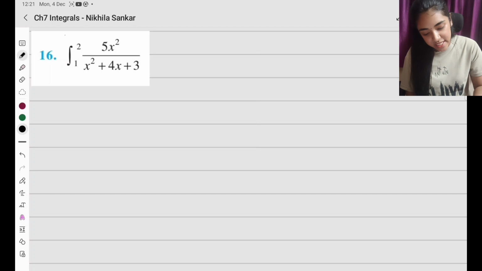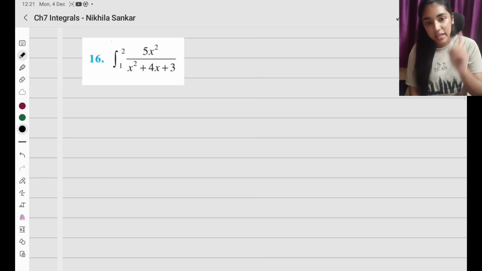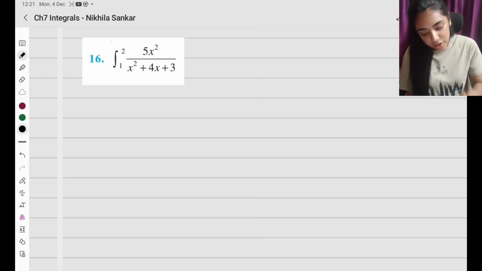Question number 16. So in this one, we solved using partial fractions. But you also have to notice that the power of x in the numerator and the power of x in the denominator are equal. So first you need to divide. So what happens when we divide?